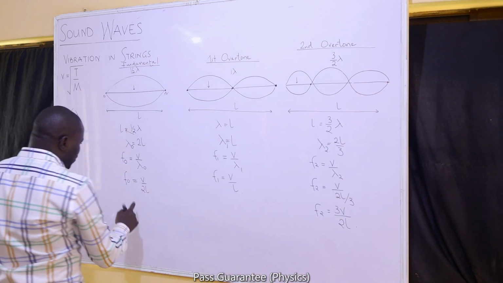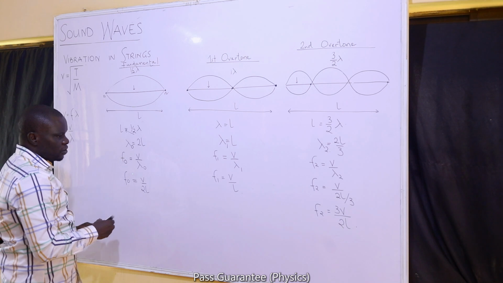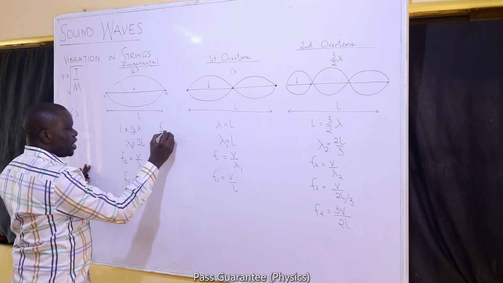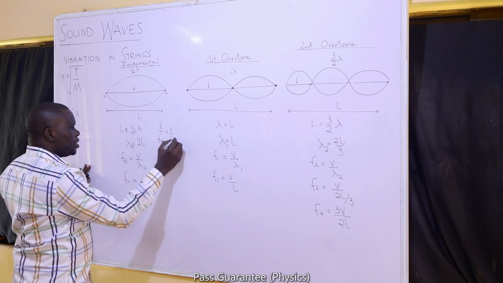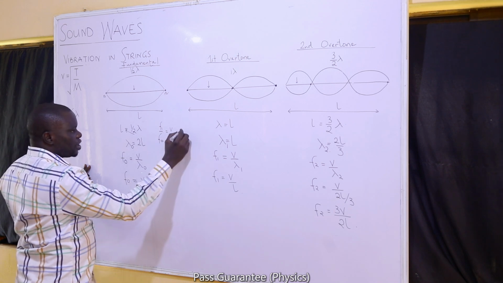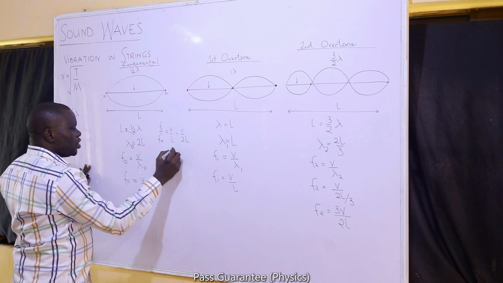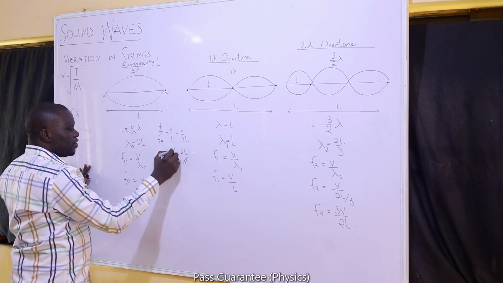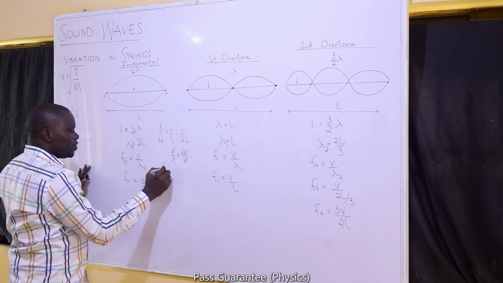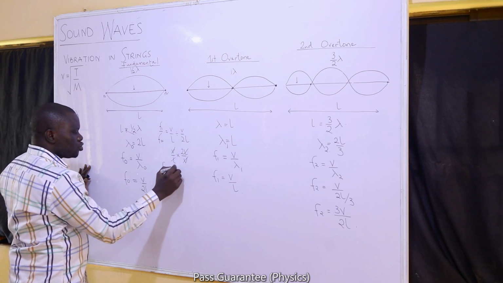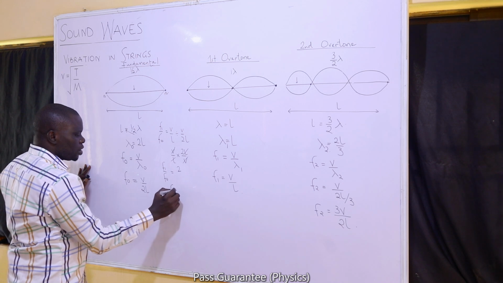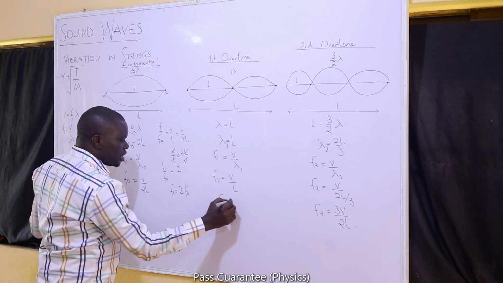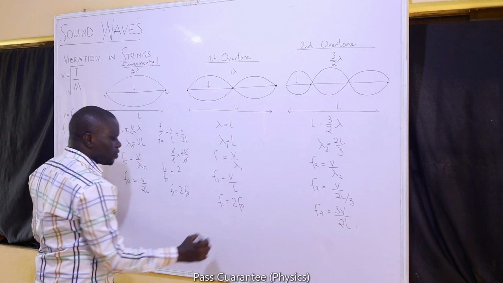Now, let me try to find the direct ratio of F1 to F0. If I divide F1 by F0, I should have F1 is V all over L, divided by F0, which is V all over 2L. That should be V all over L multiplied by 2L over V. V cancels out V, L cancels out L, and F1 all over F0 must be equal to 2. That means F1 must be equal to 2 F0. So my first overtone frequency is actually 2 times my fundamental frequency.